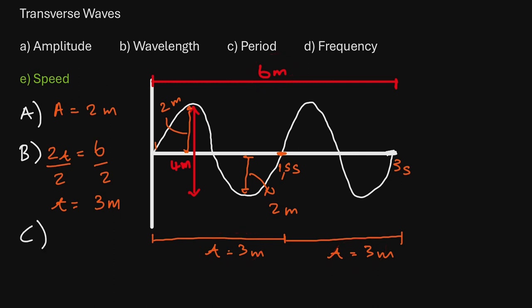So number C says we must determine the period. And we know that the period is the time it takes to complete one wave. Remember, we completed one wave when we get to this point here. So this means the period is 1.5 seconds. The period is not the total time. It's just the time it takes to complete one wave. So the period will be equivalent to 1.5 seconds.